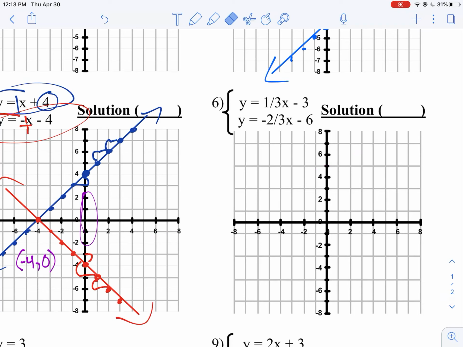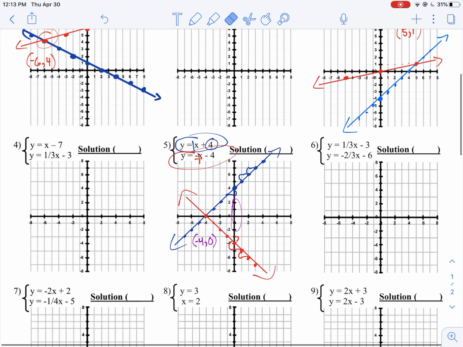So hopefully this helps you out a little bit with solving systems of equations and graphing them, as well as negative slopes.